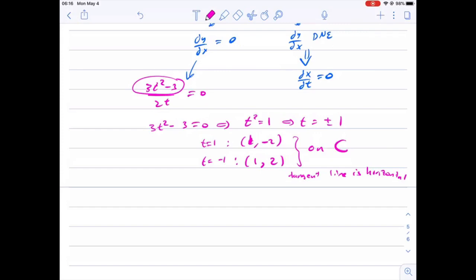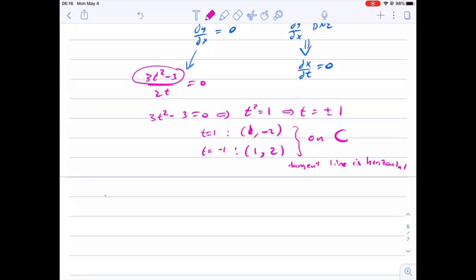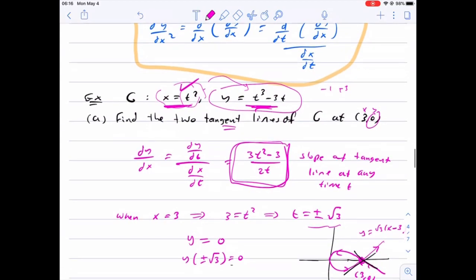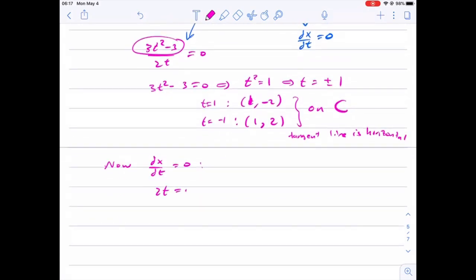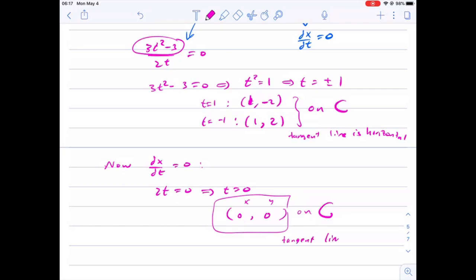Now for the vertical case, we want dx over dt equal to 0. X is t squared. So we differentiate with respect to t, and we get 2t equal to 0. That means t equals 0. And then we find the point (x, y). X is t squared, 0 squared is 0. Y is t cubed minus 3t. When we plug in 0, we get 0. So the point (0, 0) is a point on the curve C where the tangent line is vertical.